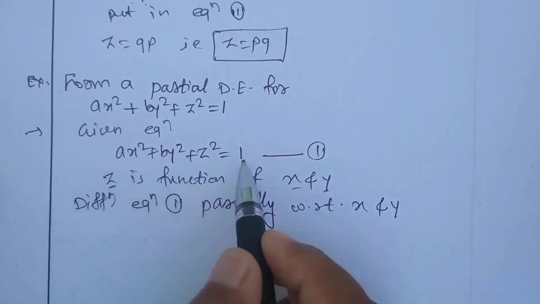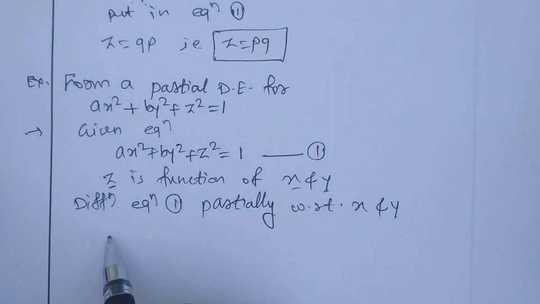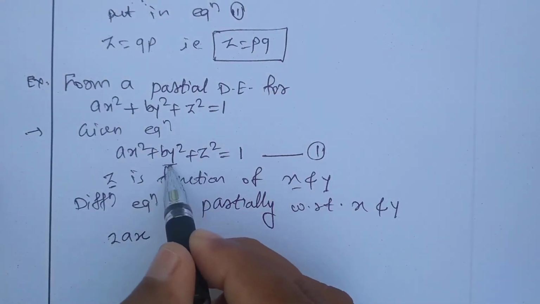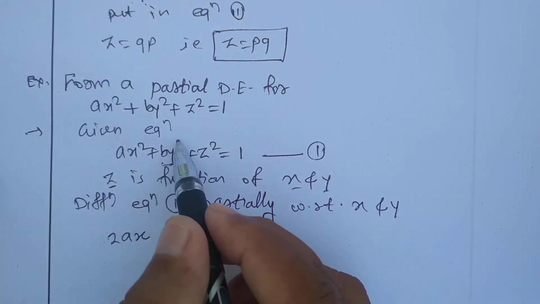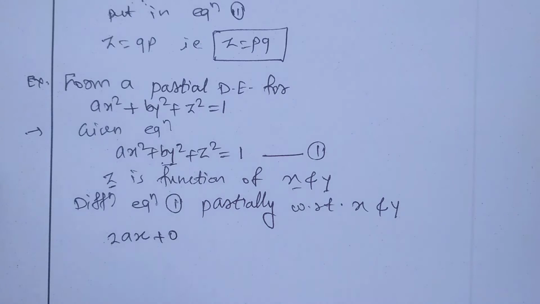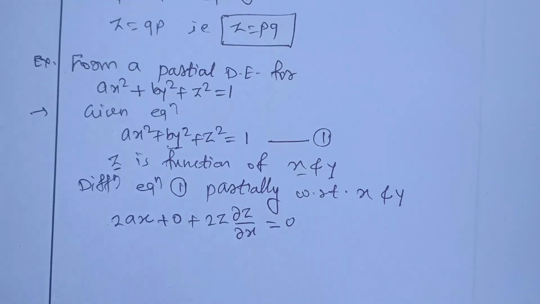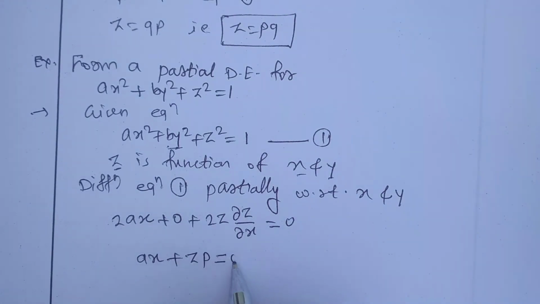So first of all we differentiate with respect to x. So a as it is, the derivative of x² is 2x, so we will get 2ax. The term by² has b as a constant, and while taking the derivative with respect to x, y is also constant, so this whole term is constant and its derivative is 0, plus the derivative of z², which is 2z into ∂z/∂x, equals the derivative of 1, which is 0. Divide the whole equation by 2, so we will get ax plus z into ∂z/∂x, that is p, equals 0.